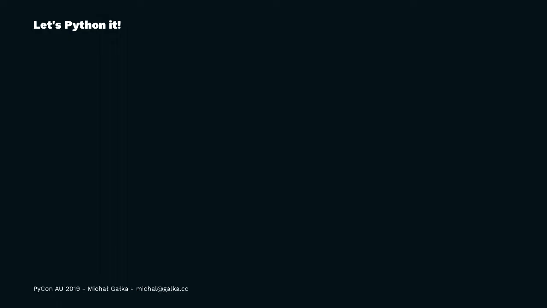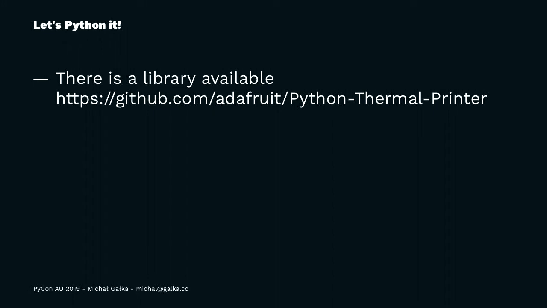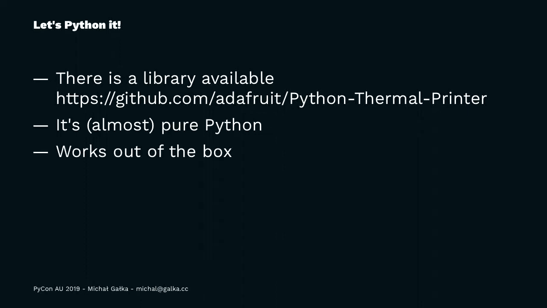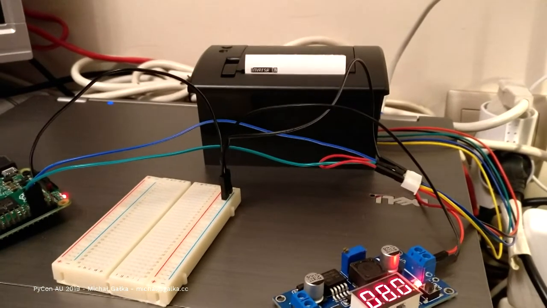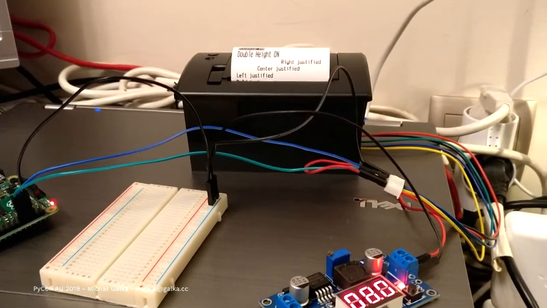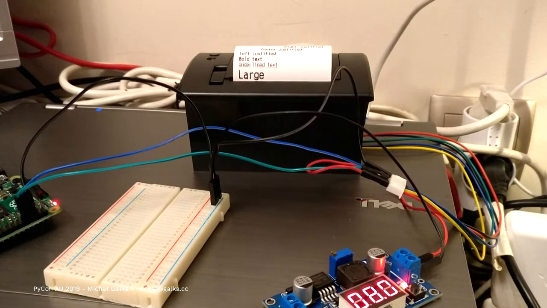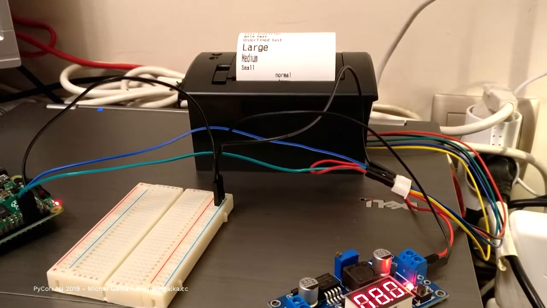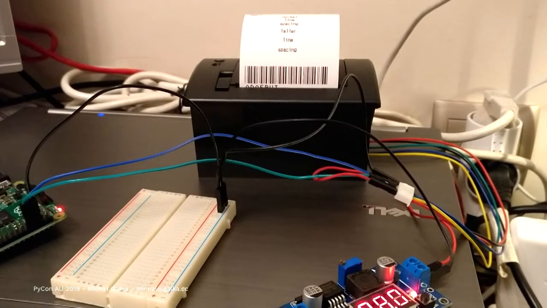So let's run it. It turns out that the guys from Adafruit actually prepared a library that's meant to be used with this very printer. It's almost pure Python, and it works out of the box. So I just connected it to the Raspberry Pi and ran it. And it just works, but it's not much of a challenge. So a friend of mine thought that he would port it to MicroPython.